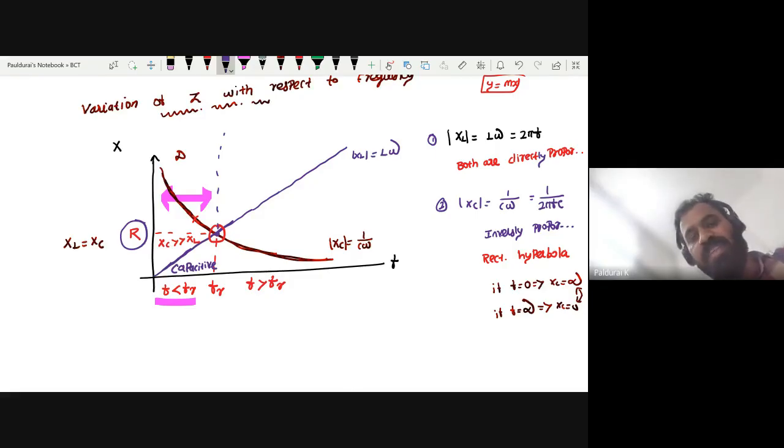Now, when F is greater than FR, in this range, who is dominating, XL or XC? XL. So XL is very, very greater than XC. So inductive in nature.